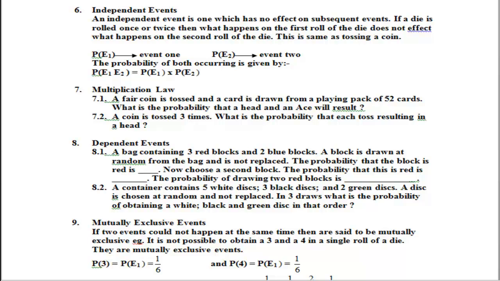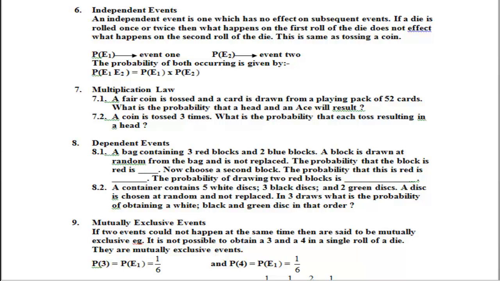Now, because they're independent, the multiplication law applies. A fair coin is tossed and a card is drawn from a pack of 52 cards. What is the probability that a head and an ace will result? Here you're looking at the probability of the head, which is half, and then the probability of an ace, 4 over 52, and then what is the probability that you'll get both? So it's the multiplication principle that is applying.